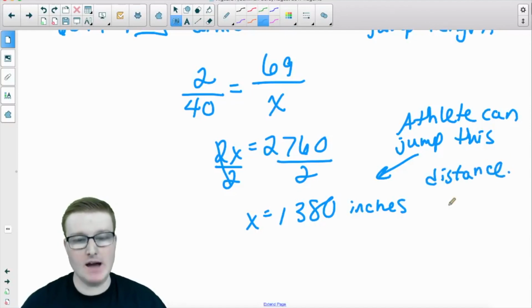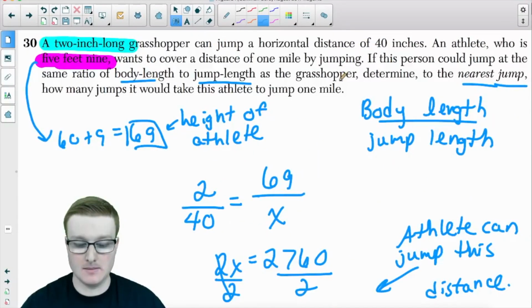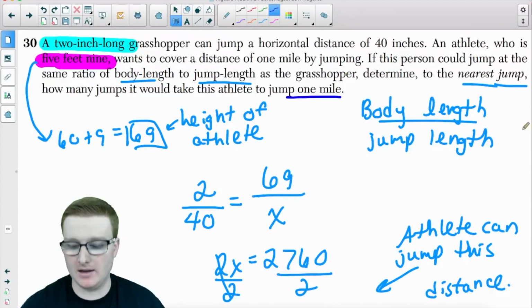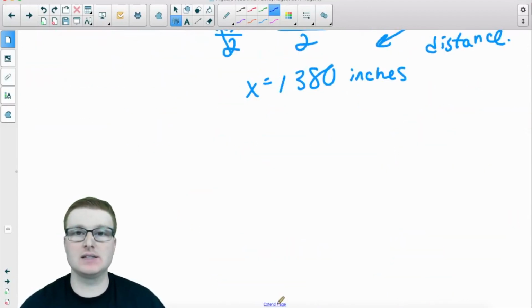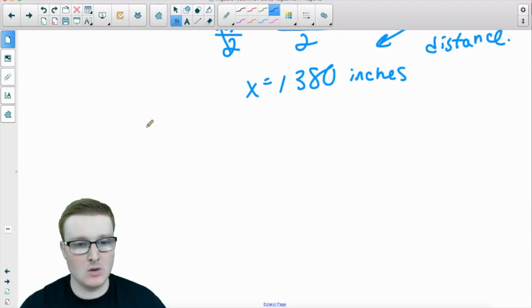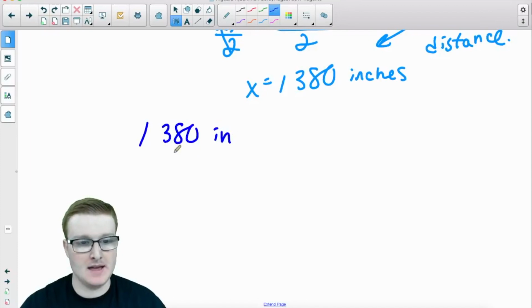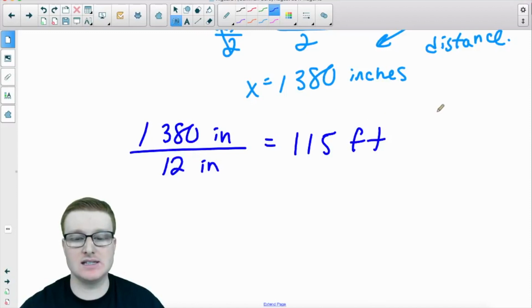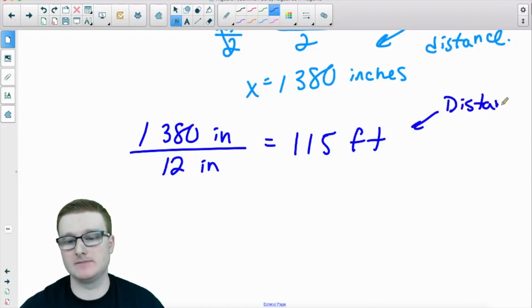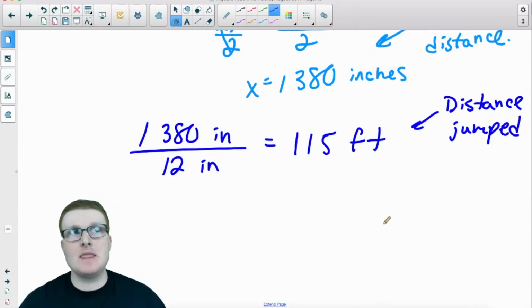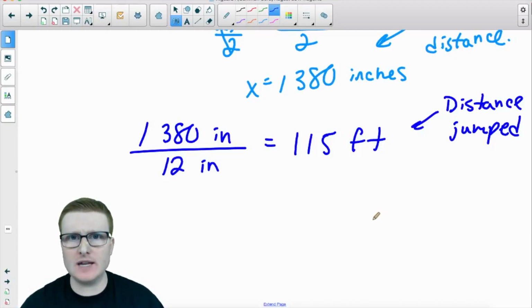Okay? So now what we've got to do is convert it into miles, because it says how long will it take for the athlete to jump 1 mile. So we've got to convert inches into feet, then feet into miles, just because I don't know how many inches there are in a mile. So I'm just going to take 1,380 inches and divide it by the 12 inches, and that gives us a total of 115 feet. Again, this is still the distance jumped. Okay? So what this is telling you is, in one jump, this athlete can jump 115 feet.